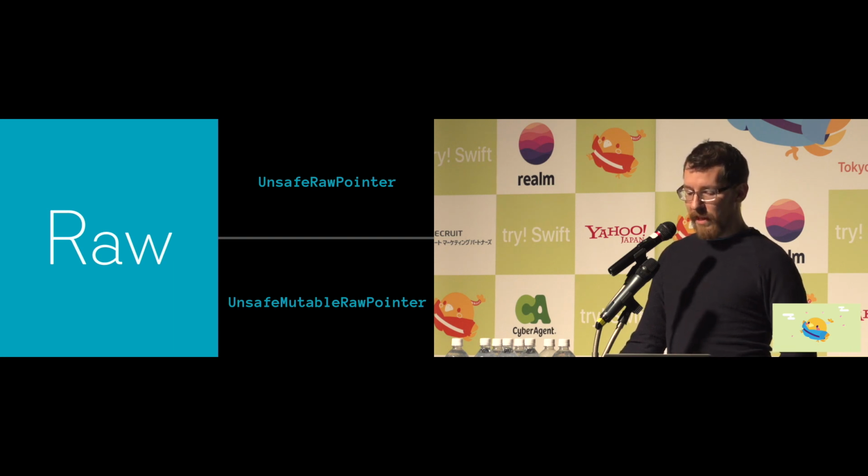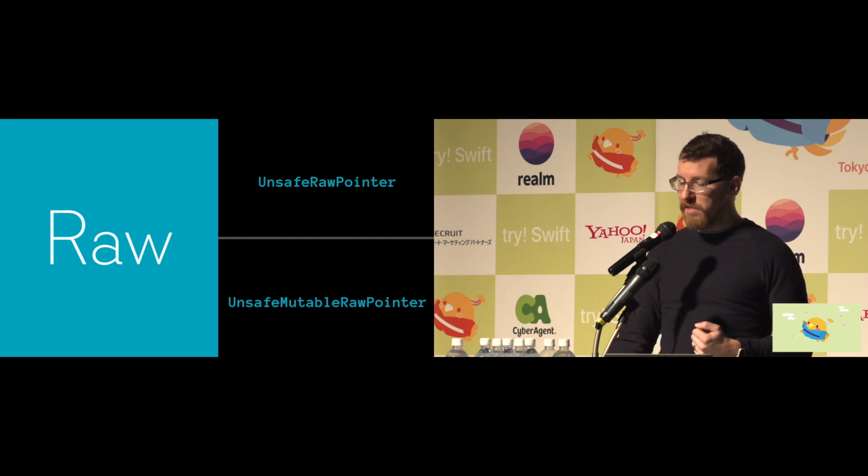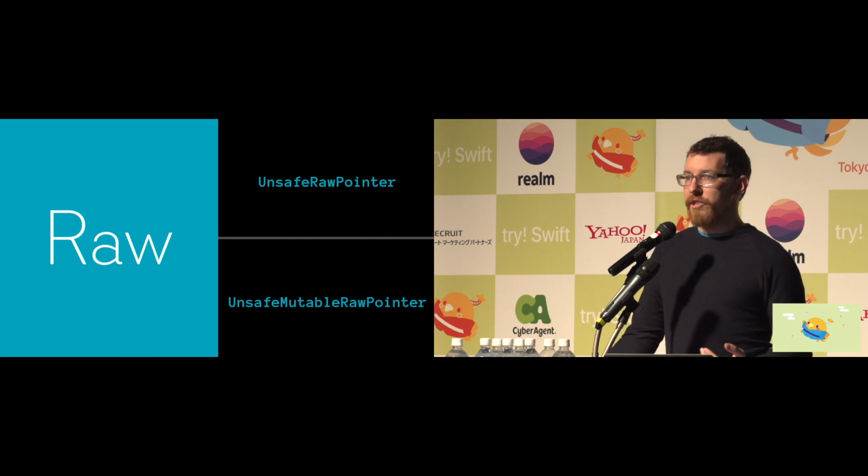You can access the memory at that location as just a byte. You can load a value of any type starting at that position, or you can convert a raw pointer to a typed pointer by binding the memory at that location.